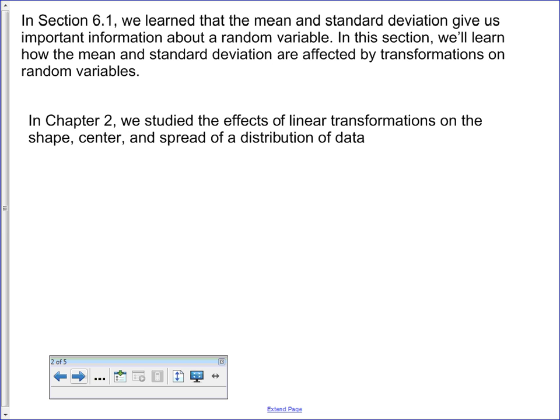And we've done this before. We did this in chapter 2 where we talked about if we do something to all the data points, what does it do to the mean, to the center, and to the spread, and the shape of the distribution. And so this is the same thing. It's just that instead of doing it to each data point, we're doing it to the outcome of some random event, but in the long run, we'll get the same effect as we had before.